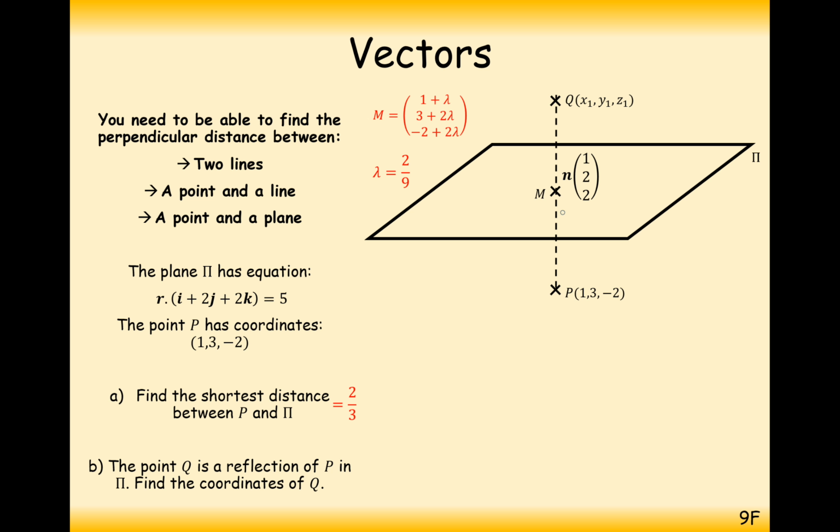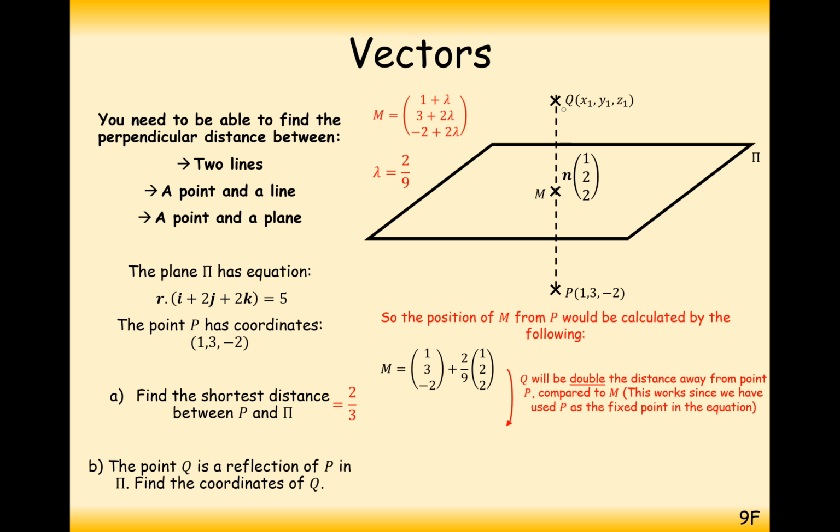So the value for lambda is going to be 2/9 if we start from here and head up towards the coordinate M. So the position M is going to start at (1, 3, -2) and go 2/9 up the direction vector of (1, 2, 2).